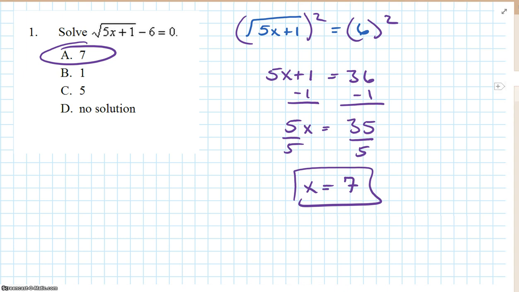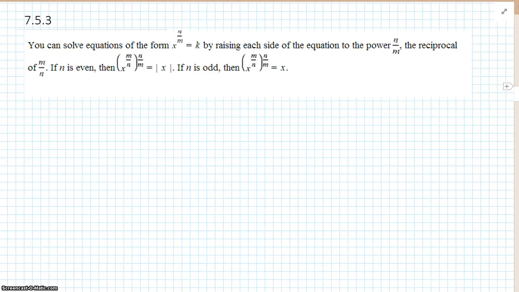All right, plugging along. Now you can solve an equation in the form of x to the n over m power equals k by raising each side of the equation to the power of m over n, the reciprocal of n over m, okay? If n is even, then x to the n over m, raised to the m over n, is the absolute value of x. If n is odd, then it is x equals x. So again, if our n value is even, it's going to be the absolute value. So let's check it out.